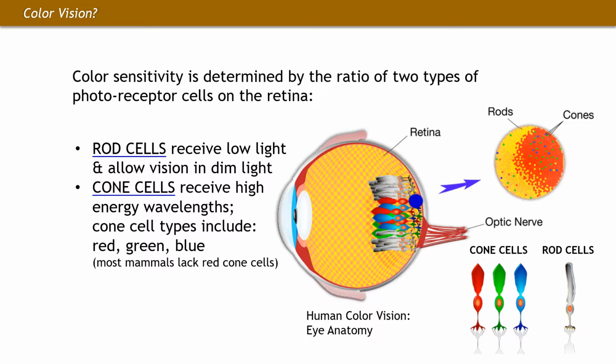Color sensitivity is determined by the ratio of two types of photoreceptor cells that are on the retina. Rod cells receive low light and allow vision in dim light. Cone cells receive high energy wavelengths. Cone cell types include red, green, and blue. Most mammals lack the red cone cells.